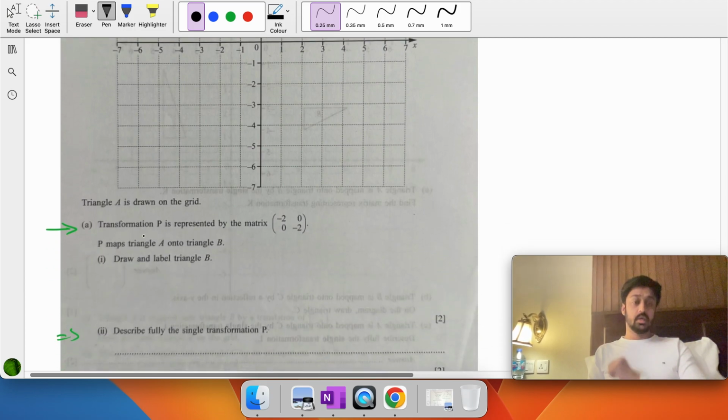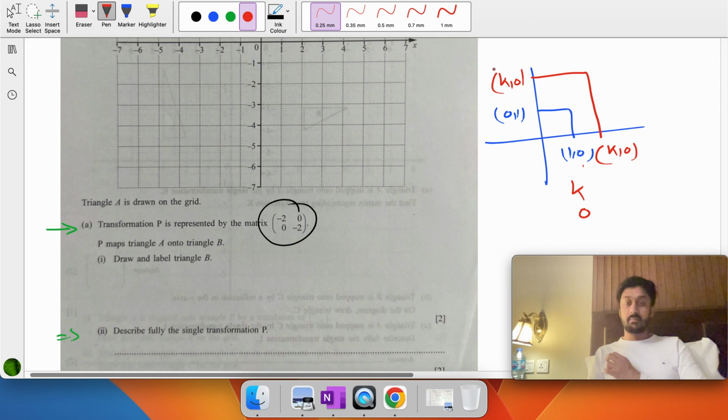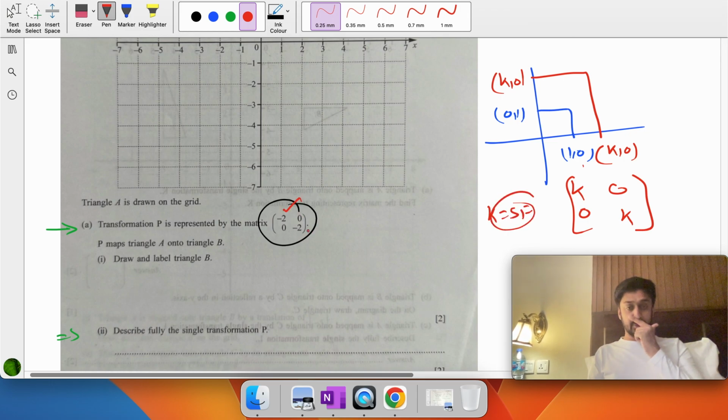Oh, we have one more question. Triangle A is drawn on the grid. Transformation P is represented by the given matrix, and I can see that this is an enlargement with scale factor minus 2. And how's that? This is 1, 0. This is 0, 1. If I go through the enlargement part, this moves by how much? 2 times, 3 times, 4 times. So I can say it moved k times. So what happened to the point on the x-axis? It became k, 0. What happened to the point on the y-axis? It became 0, k. What is k? k is equal to the scale factor. So the scale factor is minus 2. So I can see through it that it is an enlargement with scale factor minus 2.